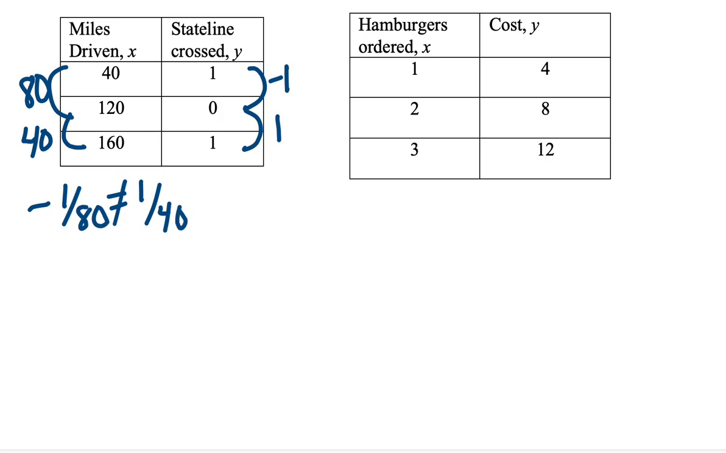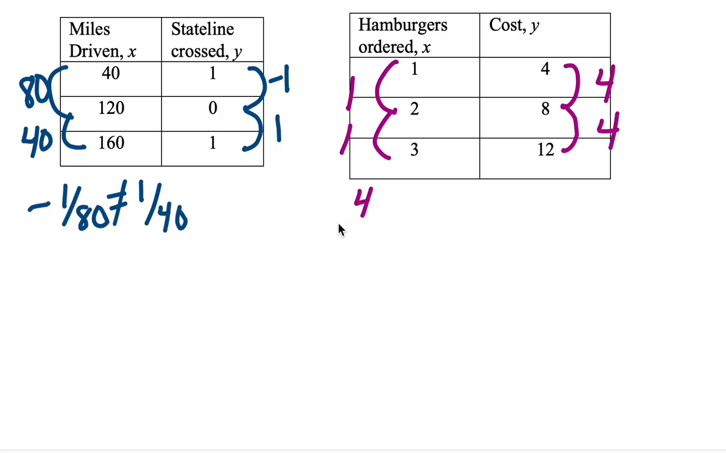Let's look at the second example. I'm going to look at hamburgers ordered versus the cost. So hamburgers ordered from 1 to 2, a change of 1. From 2 to 3, a change of 1. Cost from 4 to 8, a change of 4. 8 to 12, 4.